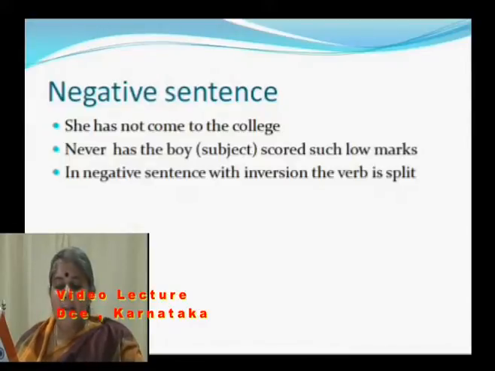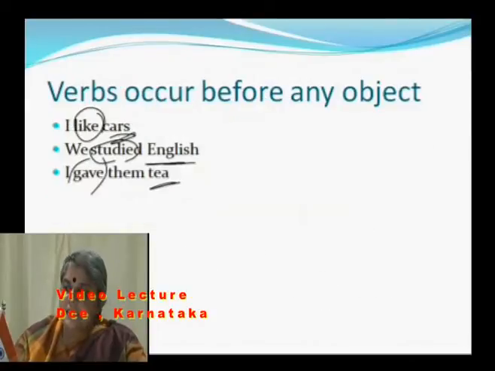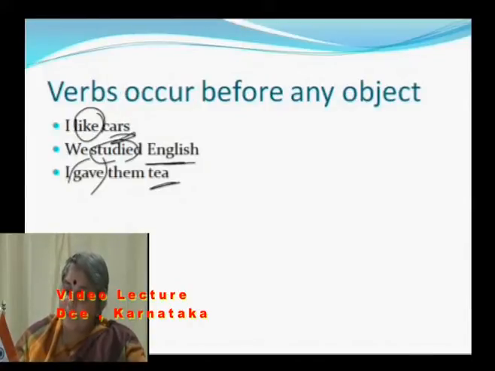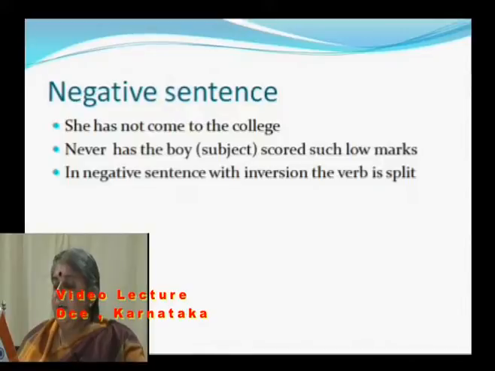Now, what happens in a negative sentence? We have studied in an interrogative sentence, the verbs occur before an object. We have also said the verbs occur after a subject. Now, what happens in a negative sentence? In a negative sentence, with inversion, the verb is split. If you have an inversion, the verb is split. She has not come to the college. It's a straightforward sentence. The word not has occurred after a primary auxiliary. It comes in between the lexical verb.